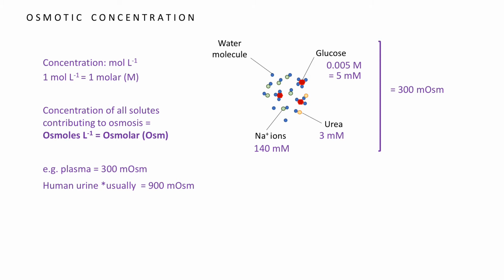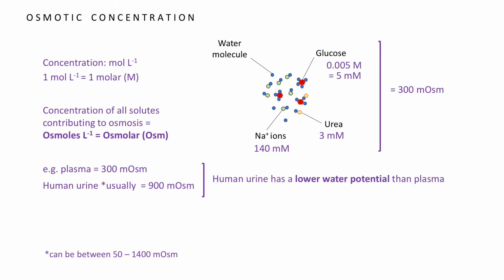Human urine, usually around 900 milliosmolar, but just as a caution, that can be between 50 and 1,400 milliosmolar, depending on fluid intake or fluid loss. And just to note then that human urine has a lower water potential than plasma. So the higher the osmolar value, that indicates a lower water potential. So that's just really important to pay attention to. Okay, so now we've established that, let's move on to looking at the loop of Henle.